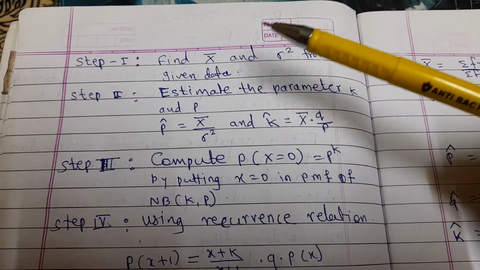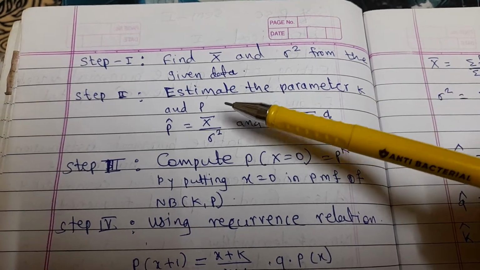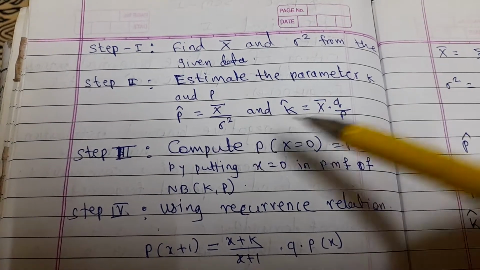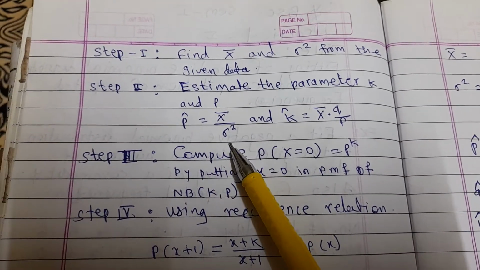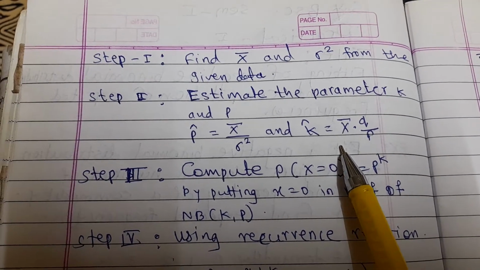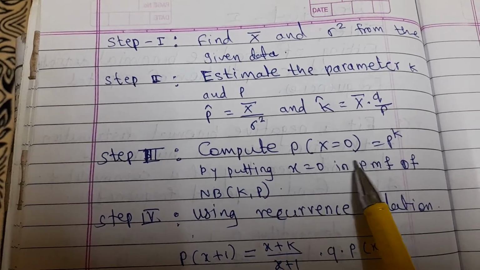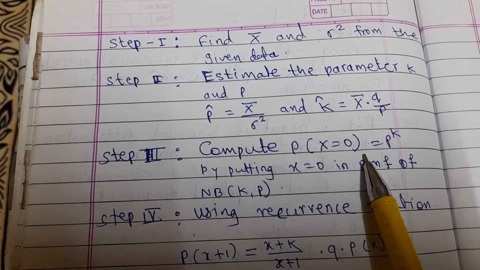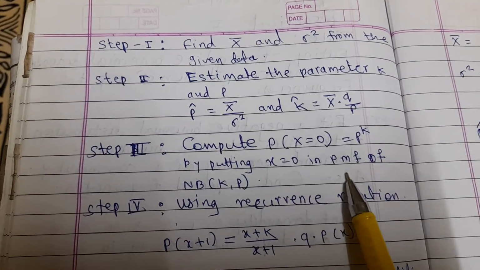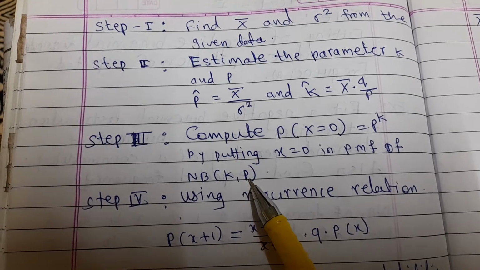In step 1, find x bar and sigma square from the given data. Step 2, estimate the parameters k and p. Then p cap is equal to x bar divided by sigma square, and k cap is equal to x bar into q divided by p. Then step 3, compute P(X = 0), which is p raised to k, by putting x equal to 0 in the PMF of the negative binomial distribution.